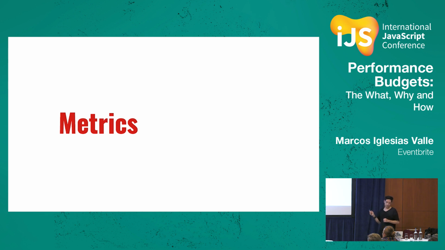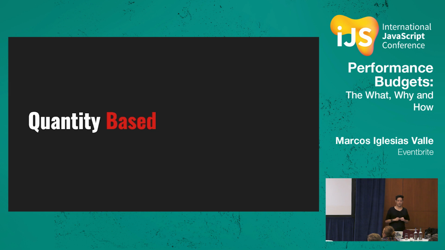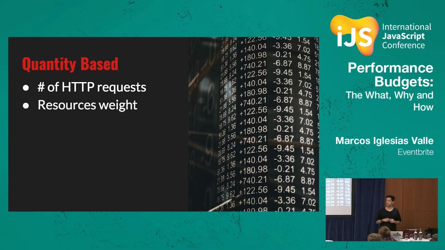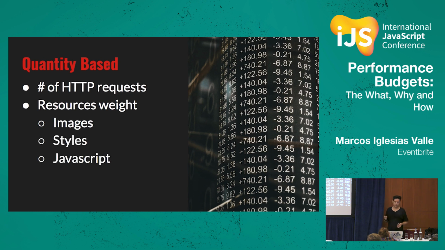The first metric group is quantity-based metrics. They are based on raw values. So these are conceptually super easy to understand. They could be, for example, the number of HTTP requests, or it could be resource weight, like images, styles, JavaScript, or HTML. These metrics describe the browser experience, and they are not directly related to the user experience.